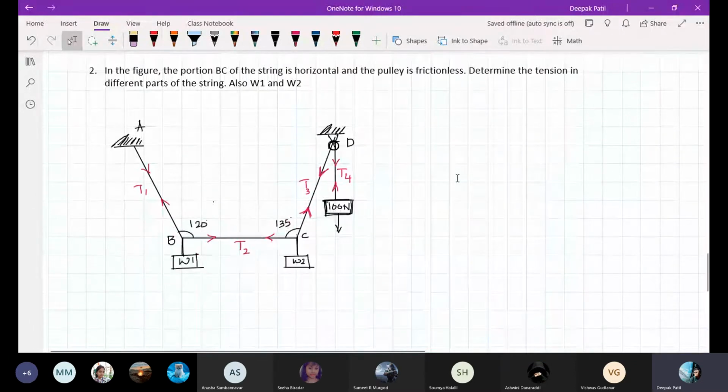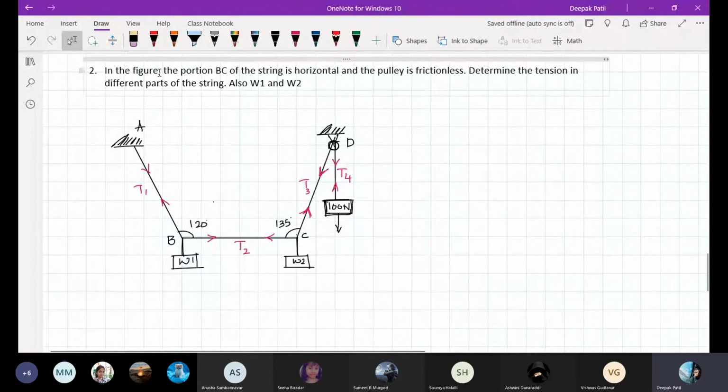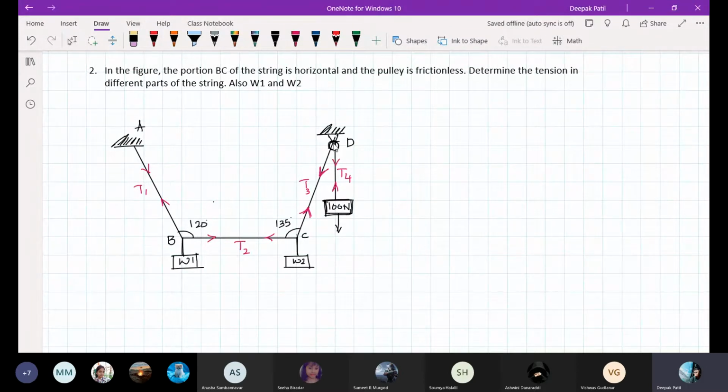Let us come to this numerical example here. In the figure, the portion BC of the string is horizontal. There are strings attached here. The BC portion is exactly horizontal and the pulley is frictionless. There is a pulley here. I think you can understand what a pulley is, but I will just tell you what you mean by a pulley.